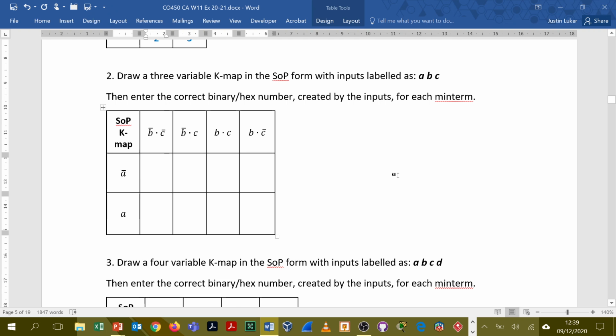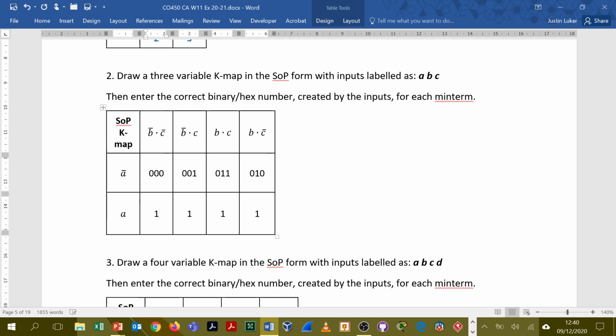So the binary would be, because these are not, so they must be 0, 0, 0 for each input. Let's do the binary first. So this is 0, 0, 1. And this is 0, 1, 1. So the first input A is always going to be 0 in this row. And then we have 1, 0. And on this one, for the A input, it's always going to be 1.